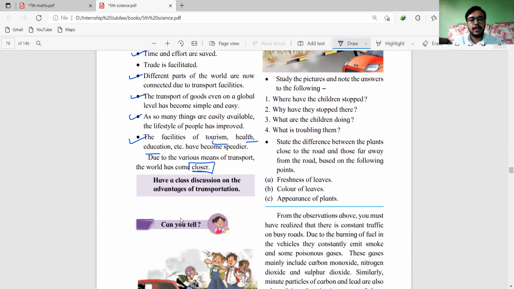Have a class discussion on the advantages of transportation, right? I will give you 5 minutes for discussion. Please discuss on the transportation.